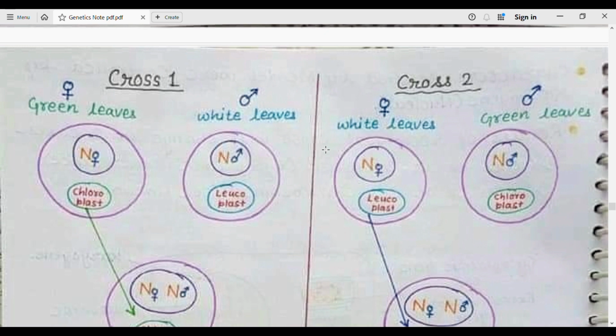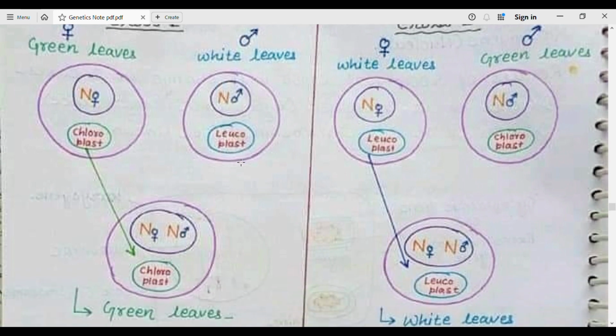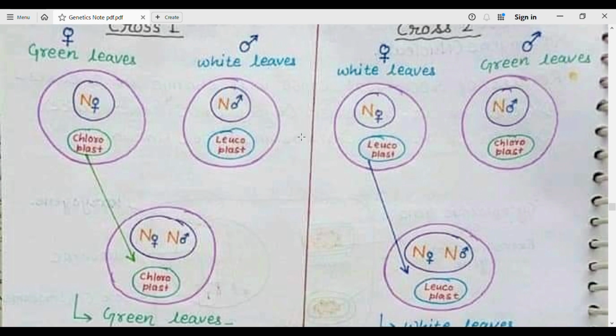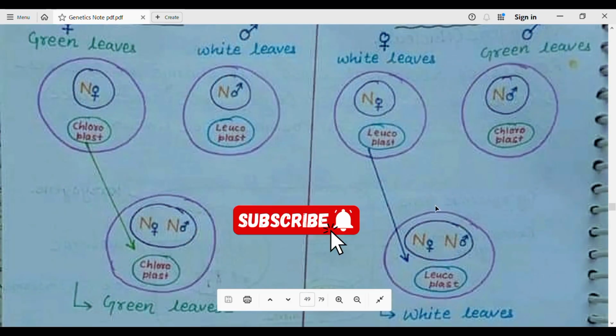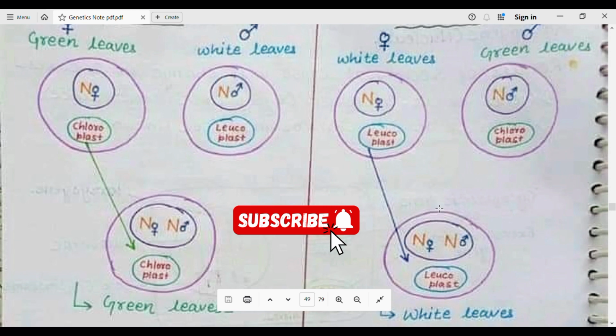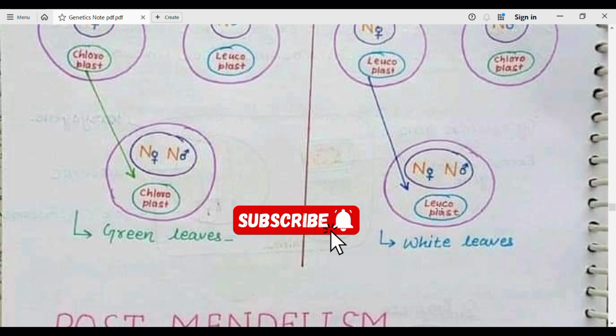In cross 1, green leaves are crossed with white leaves, and the green color is present within the chloroplast. All of the offspring have green leaves. In the reciprocal cross, if we take white leaves from the female and green leaves from the male, then white leaves are produced. From this we conclude that the cytoplasmic gene is present only in female gametes, so the offspring will also be similar to their female gametes.